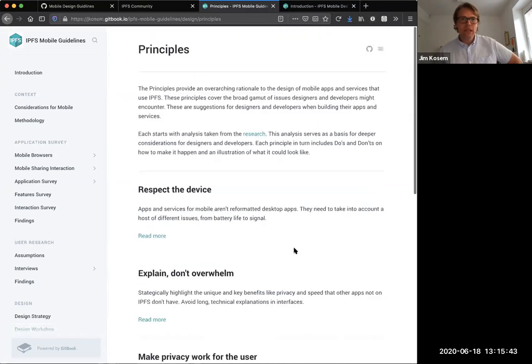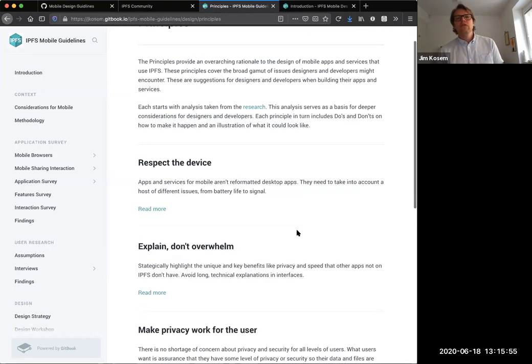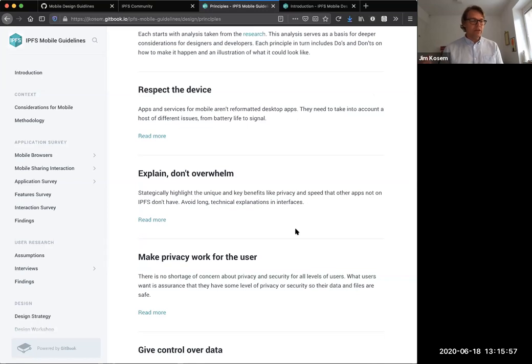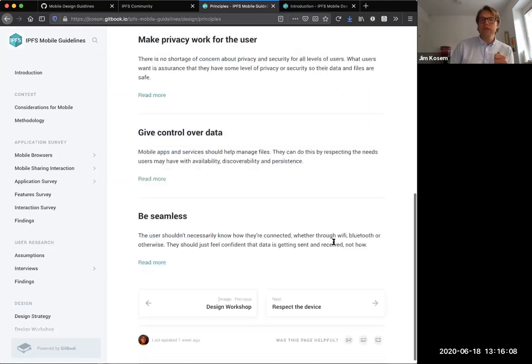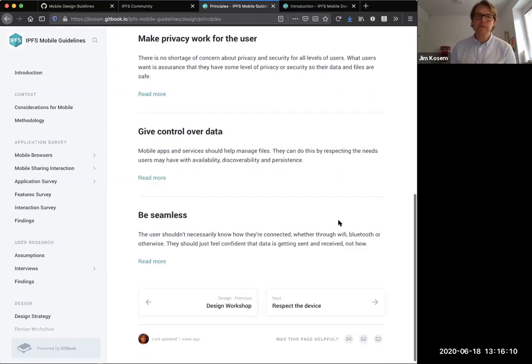Okay. So yeah, the first major half of the phase is, of course, these principles. And we broke it down into five. There's also five scenarios as well. So the first is respect the device. The second is explain, don't overwhelm. I'll go in depth in a minute. Make privacy work for the user. Give control over data and be seamless.